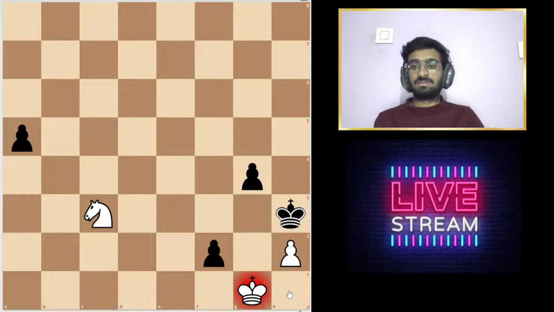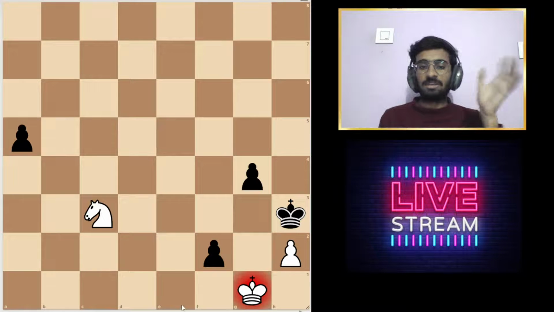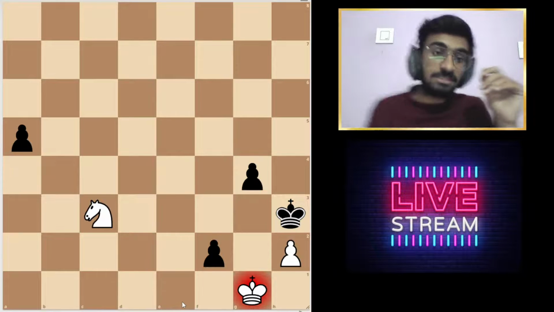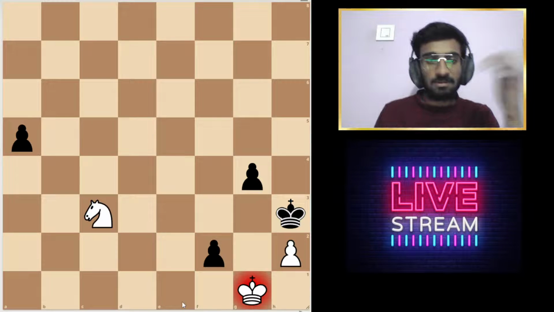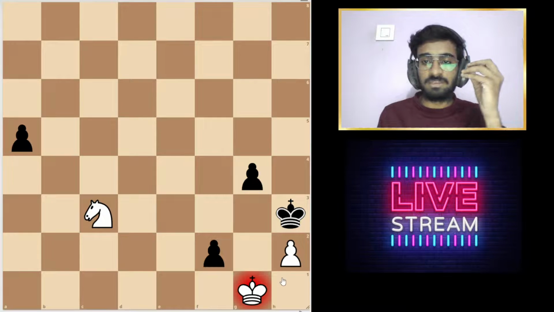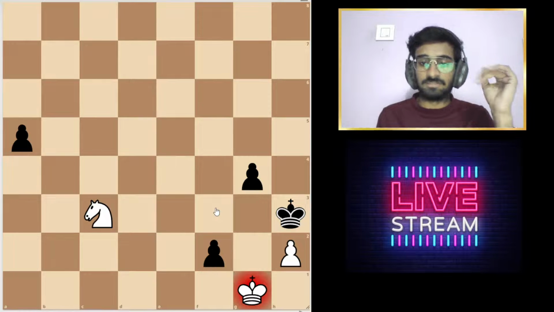Is white lost? White is losing here. What to do? White to play and draw the game. Very difficult position. Is it possible for you to draw the game? Let's think about this. Your calculation has to be very immense. Black has this pawn, this pawn, this pawn, everything is coming.